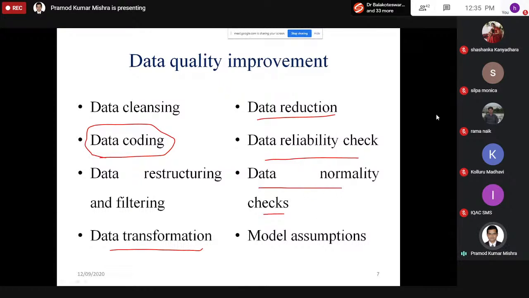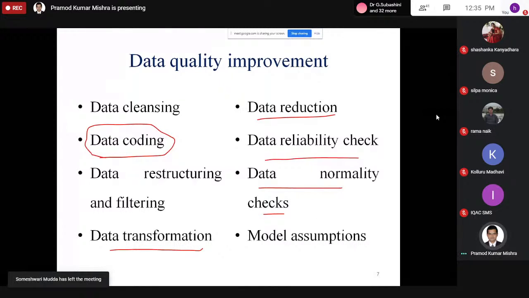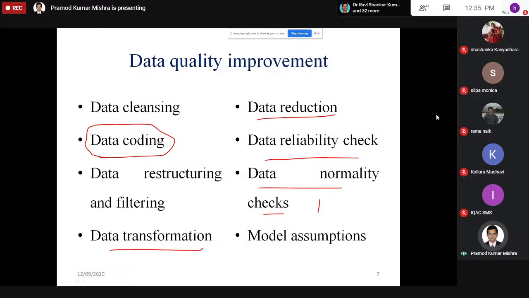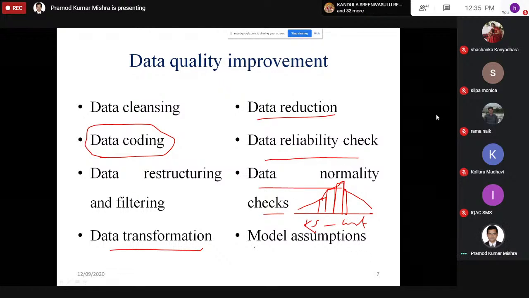For the normality check, the best way, if somebody is not familiar, is to plot the histograms. Then freehand, you just join the midpoints. Otherwise there are some tests available: the chi-square test, Kolmogorov-Smirnov test, homoscedasticity, heteroscedasticity, all these kinds of things can be checked here. Then we can also go for a runs test. There are so many things available for this normality check.